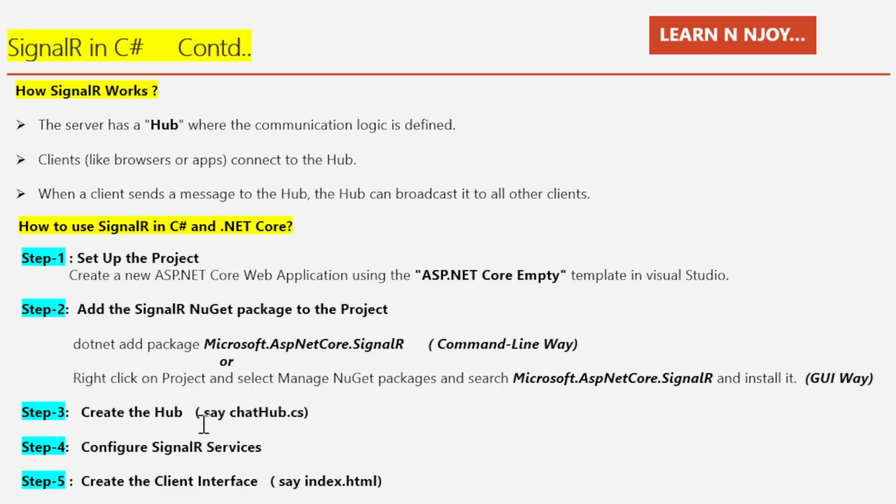Okay, coming to step number 3, what do we need to do? We need to create the hub. For creating a hub, we just need to add a new file, let's say ChatHub.cs, where we define the communication logic between the server and the client. So this is the main important file where we are creating the hub.